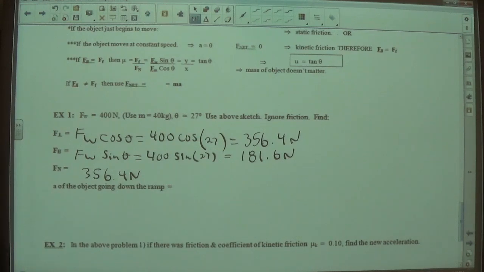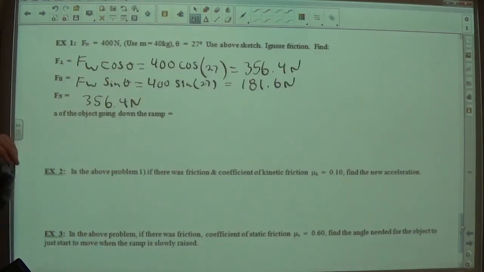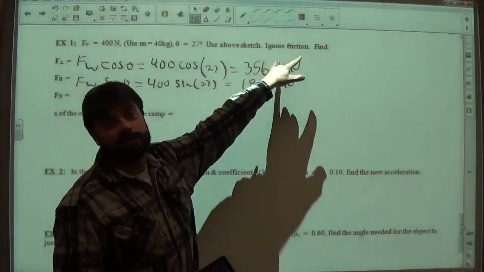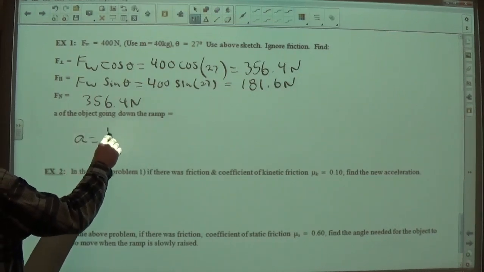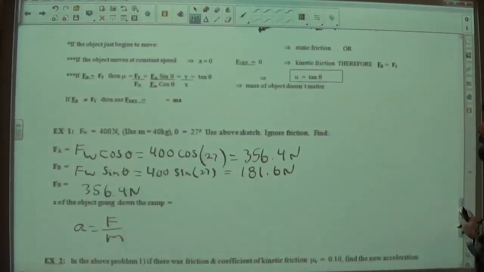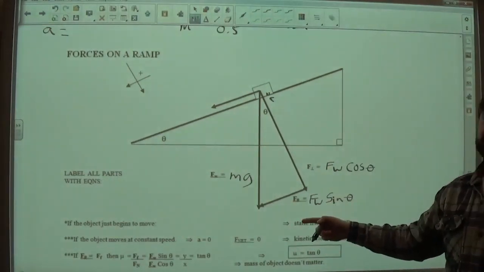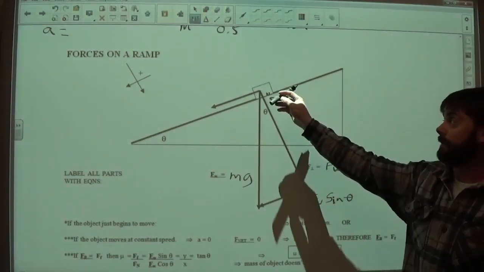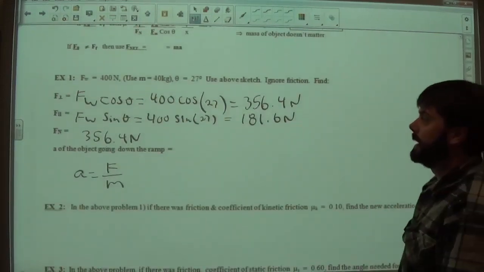Then they want us to figure out the acceleration of the object going down the ramp. Here it says ignore friction. So if there is no friction there, then acceleration again is just equal to force divided by mass. If there's no friction going up the ramp, the only force applied to the block is the one pushing it in this direction, which is the same as our force parallel. And again, in reality, there probably would be some friction going this way, but according to the problem we have here, that is not the case.